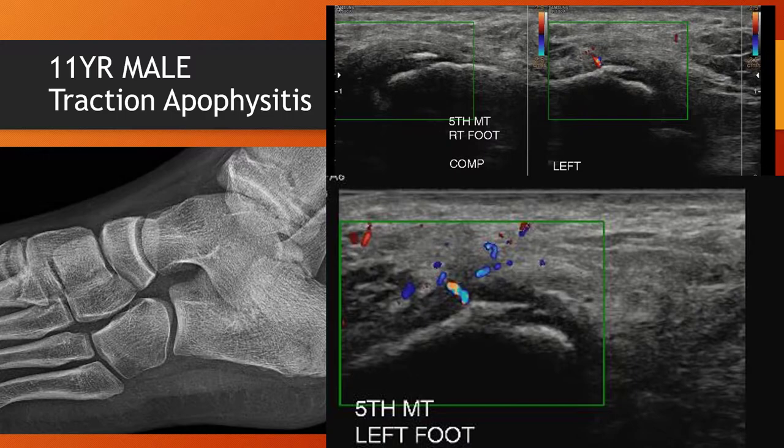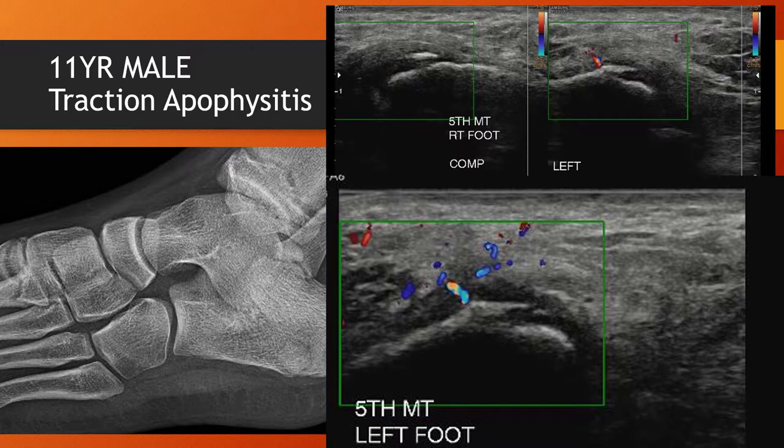Then your second patient of the day is 11 years old, also complaining of pain at the lateral foot. You take some comparison images, you're all over this now. You look at Doppler and you notice the same sort of thing. The X-ray is quite normal but does show a tiny fleck of bone. So the hyperemia is what's leading you to make, at this stage, the diagnosis of Iselin's disease.